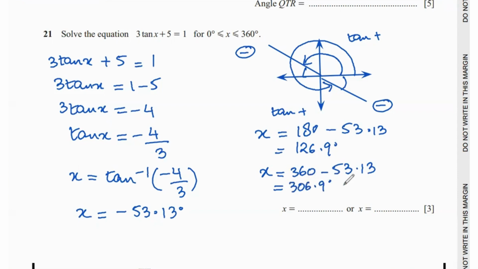306.9 degrees. Always remember that you measure the angle in anti-clockwise direction starting from the x-axis over here, and you go towards the reference line, which is this and this in this case. So 126.9 degrees and 306.9 degrees. Both of these angles are in the given range.